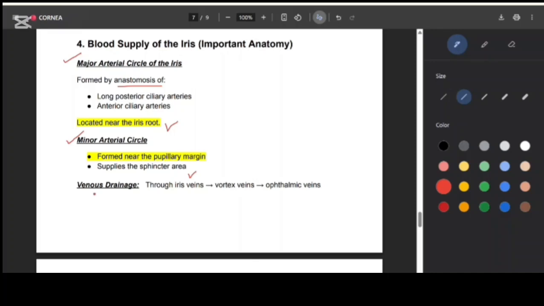Next, we have venous drainage. The iris veins drain into the vortex veins, and these vortex veins finally drain into the ophthalmic vein. Alright, so this is the blood supply of the iris. We have 2 arterial circles of the iris, and there is venous drainage, which is through the iris veins to the vortex veins to the ophthalmic veins.